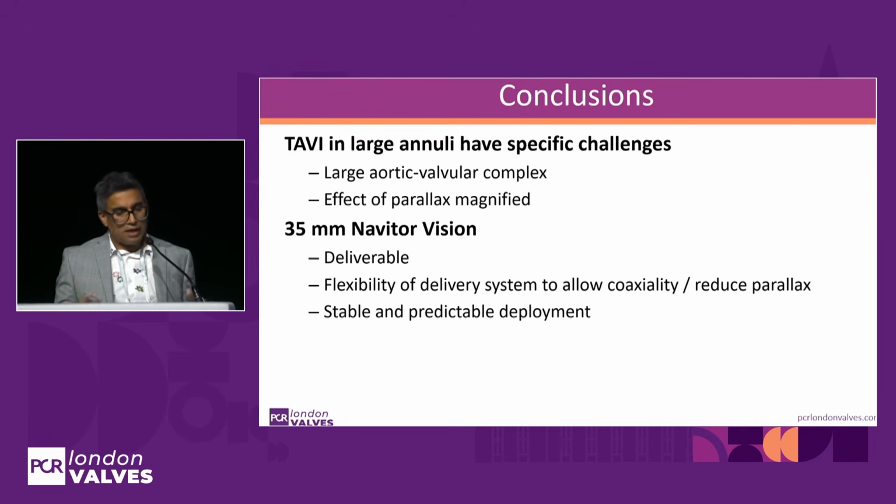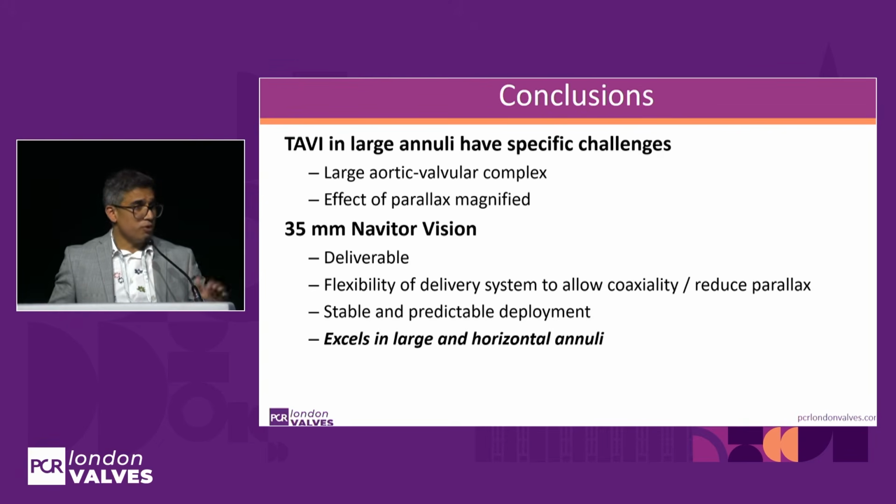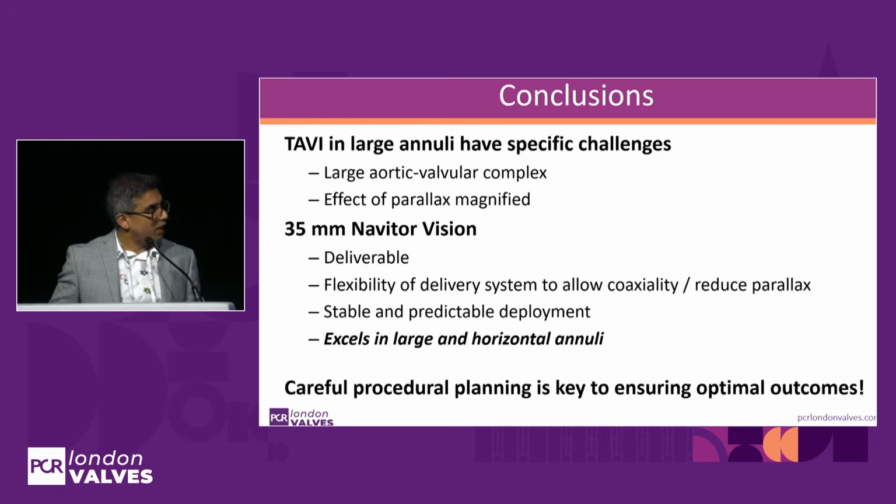So I think TAVI in large annuli certainly has some specific challenges. In the large aortic valvular complex, the effect of parallax is certainly magnified. And I think the larger Navitor valve offers a really good solution to some of these problems. Its deliverability, the flexibility of the system allowing you to achieve coaxiality and minimize parallax, and the stable and predictable deployment make it really well suited to these large and horizontal annuli. And of course, with all these cases, the most important thing is planning.